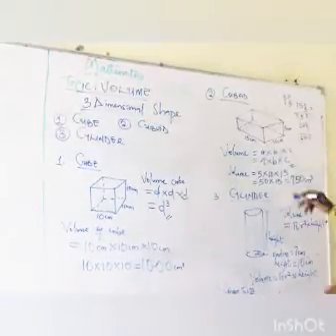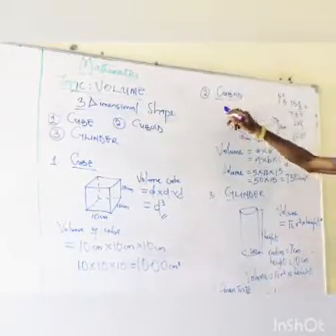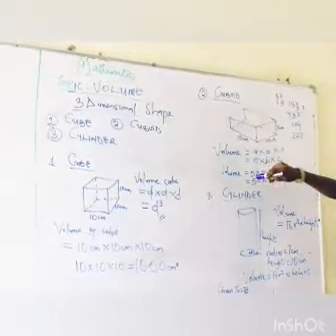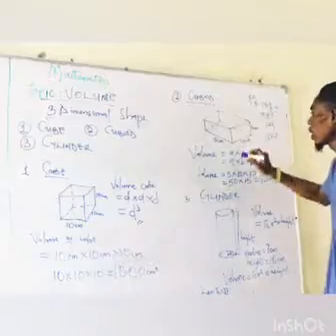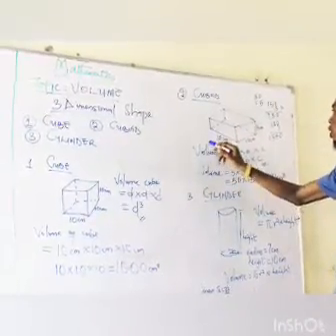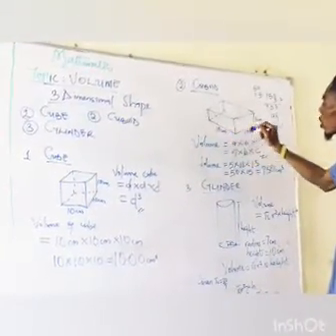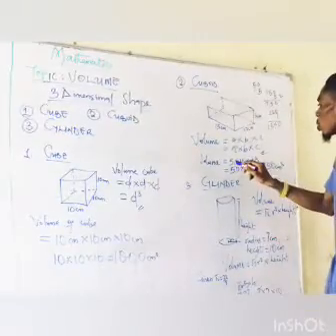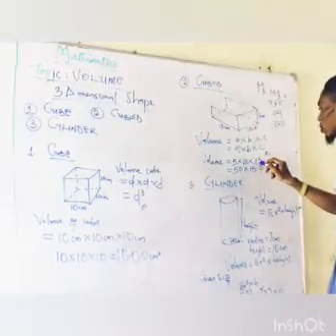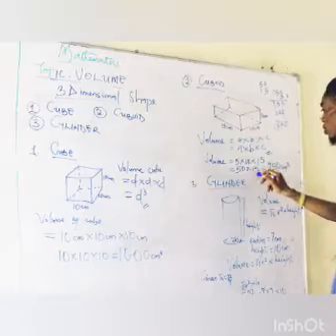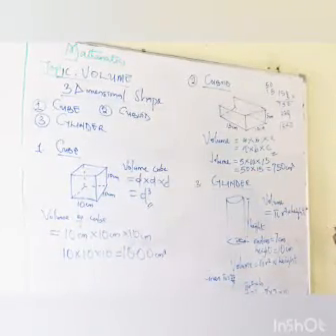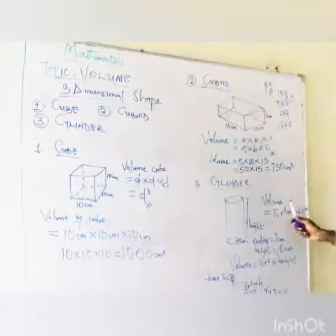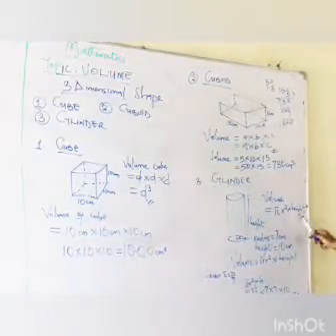And the cuboid is somewhat like a rectangle. Now the volume of the cuboid for this solution here, we have 5 centimeter, 10 centimeter, 15 centimeter. The volume is the multiplication of this times this times this, which is 5 times 10 times 15, which is 50 times 15 to give us 750 centimeter cube. For the cylinder, the volume of the cylinder is pi r squared multiplied by the height.